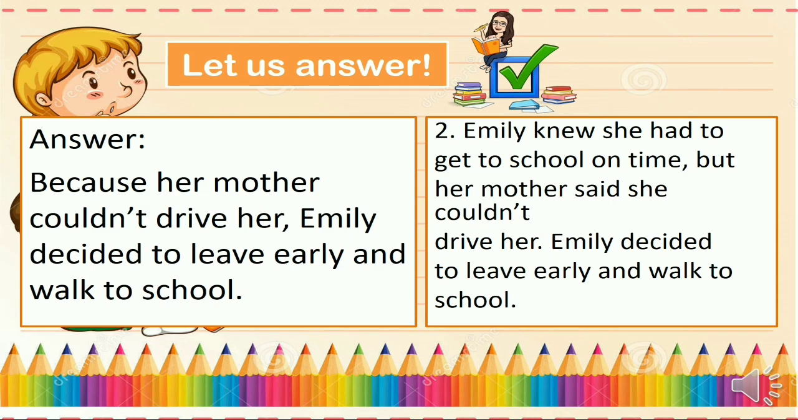Now let us have the last passage. Emily knew she had to get to school on time, but her mother said she couldn't drive her. Emily decided to leave early and walk to school. My answer is, because her mother couldn't drive her, Emily decided to leave early and walk to school. The problem in this passage: her mother couldn't drive her. The solution: Emily decided to leave early and walk to school.